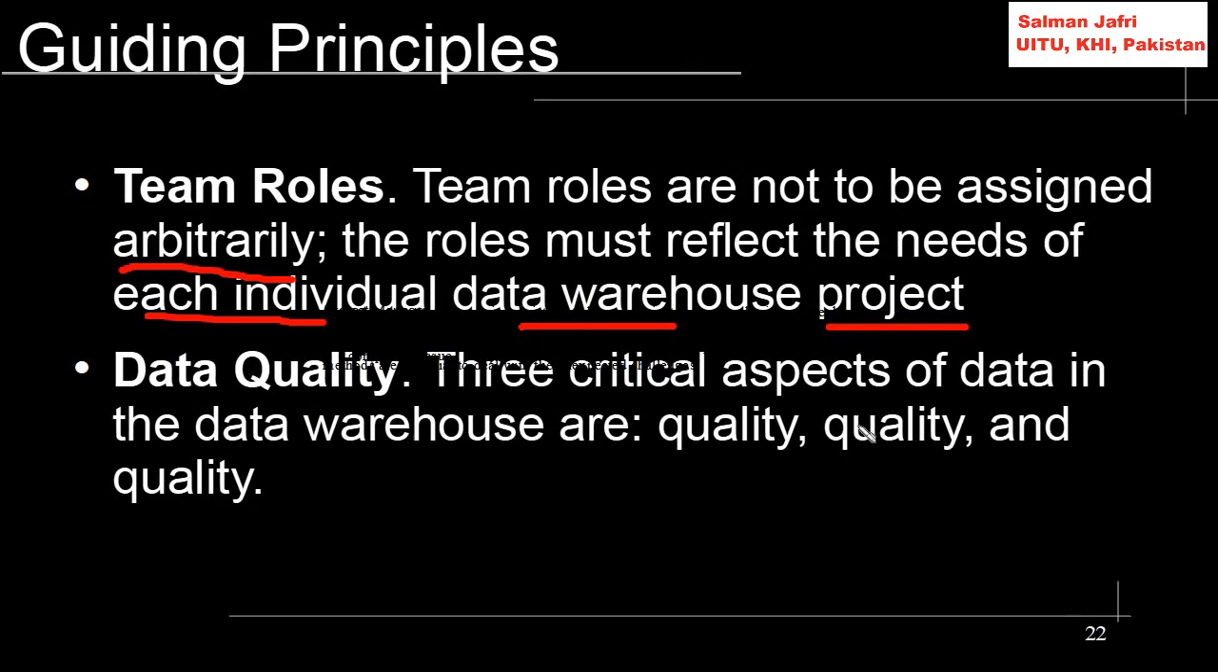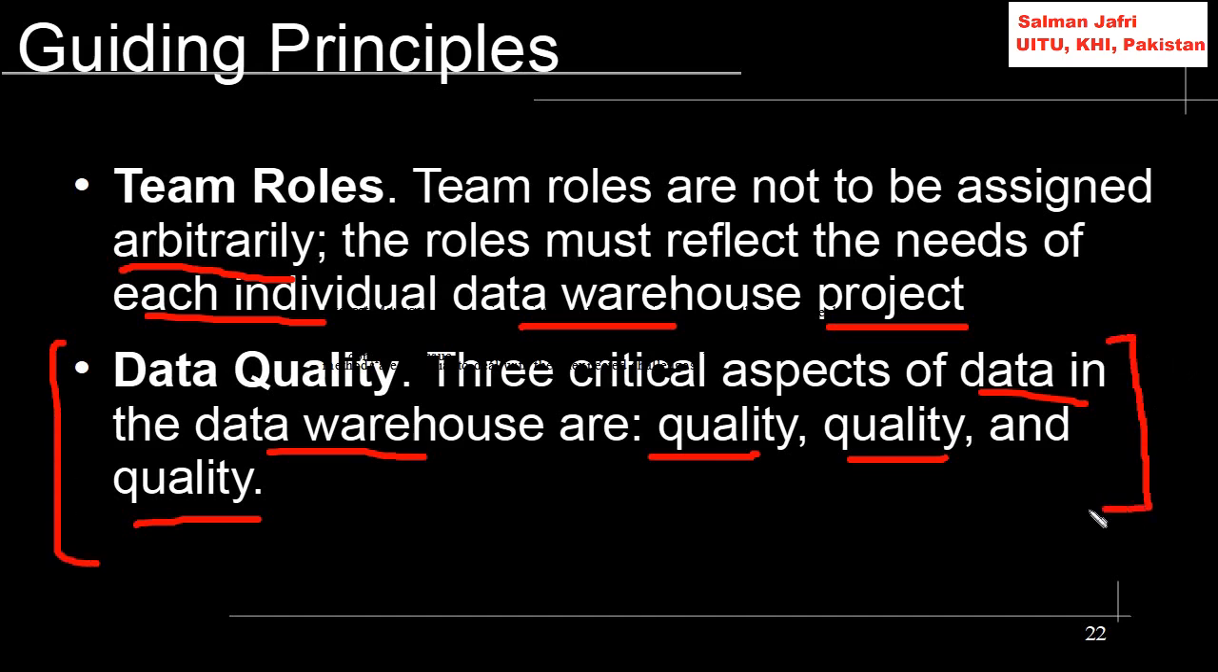And data quality. There are three critical aspects of data in the data warehouse, and that is quality, quality, and quality. So data must be of very high quality when it is brought into the data warehouse. And of course we carry out phases like cleaning and standardization. Remember our previous discussion, cleaning, standardization. Then we load into the data warehouse. So we are talking about quality data. If we have quality data, we get good results, otherwise not.